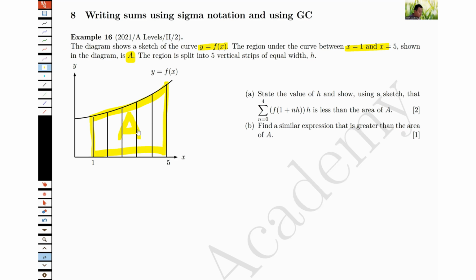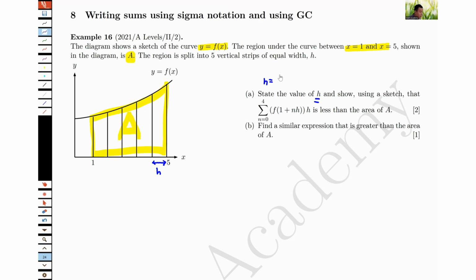They are going to split that into 5 vertical strips. That region A is split into 5 of them. So part A, they are looking for, can you state for me the value of h? So what is the h? h is referring to how long each of these is. This is your h. So what's h? I just state the value over here.